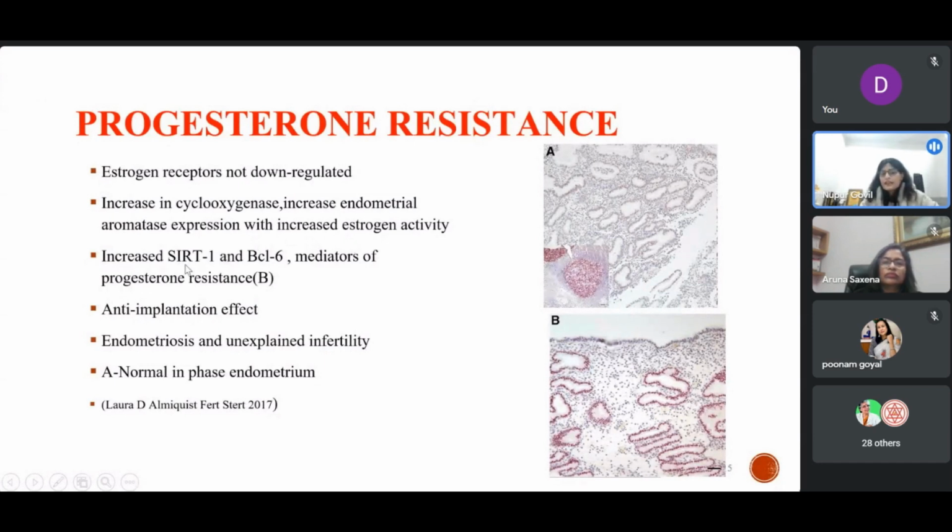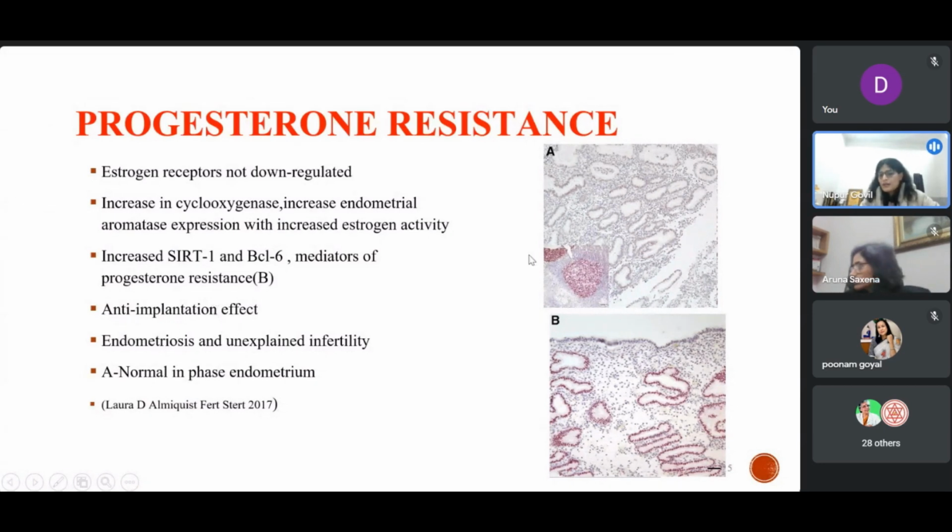So it has been found that some of the receptors like SIRT1 and BCL6, these are the mediators of progesterone resistance. These are the markers of progesterone resistance. They are increased in sera as well as the endometrium, and their increased levels are correlated with progesterone resistance. And this condition is commonly seen in patients of endometriosis and unexplained infertility. These markers have been found to have an anti-implantation effect.